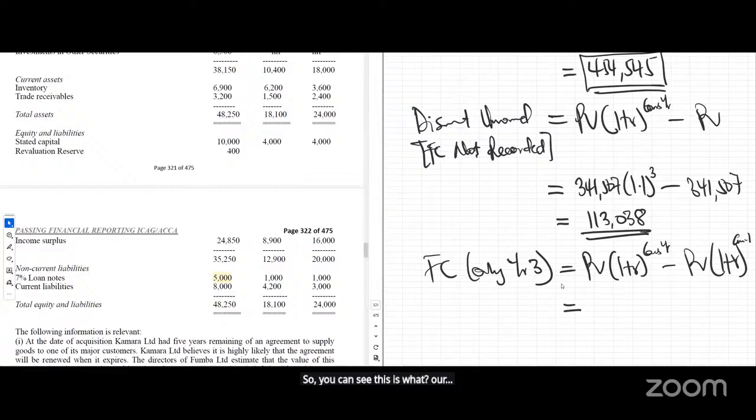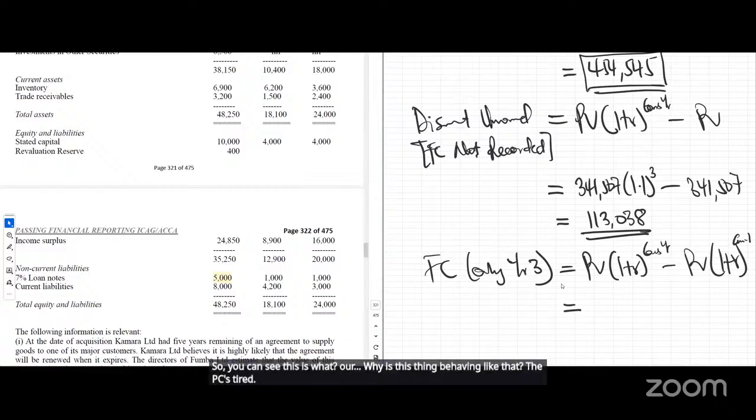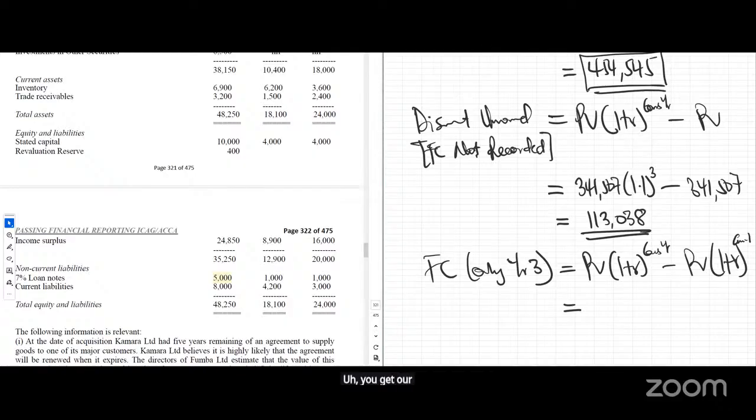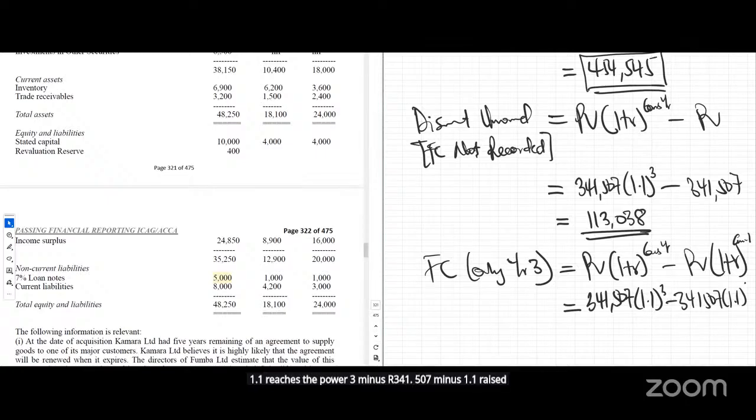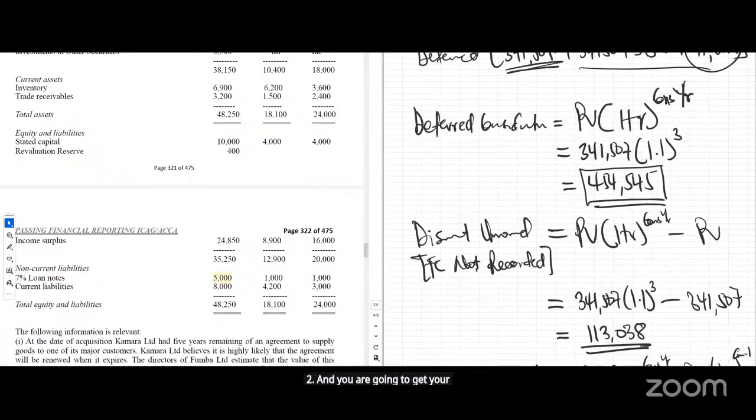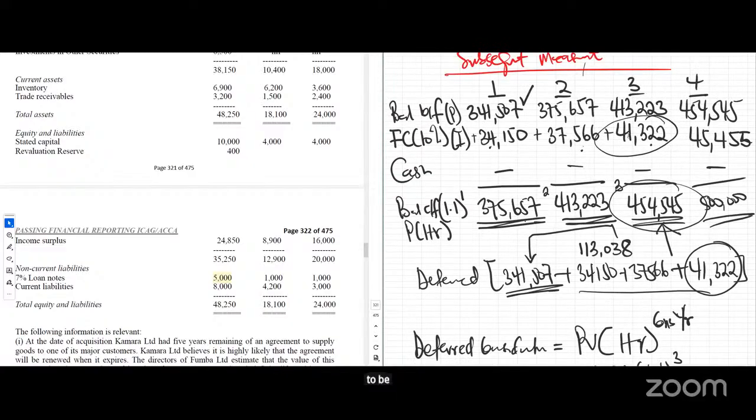The PC is tired. You get 341,507 times 1.1 raised to the power 3 minus 341,507 times 1.1 raised to the power 2. And you are going to get your finance cost to be the same 41,322.